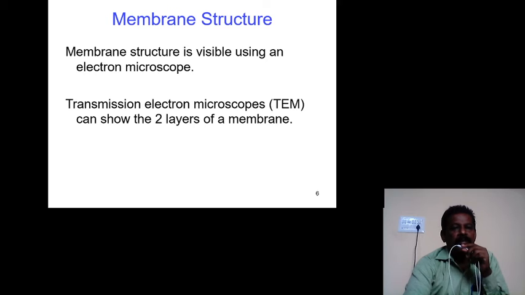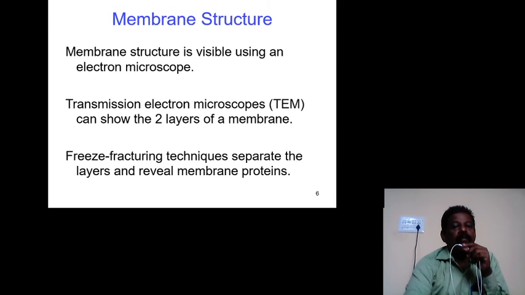Membrane structure has been studied by electron microscope, and to be more precise, transmission electron microscopes can show 2 layers of the membrane. To see the image of a membrane under a transmission electron microscope, you have to pre-prepare it, and that technique is called the freeze fracturing technique.